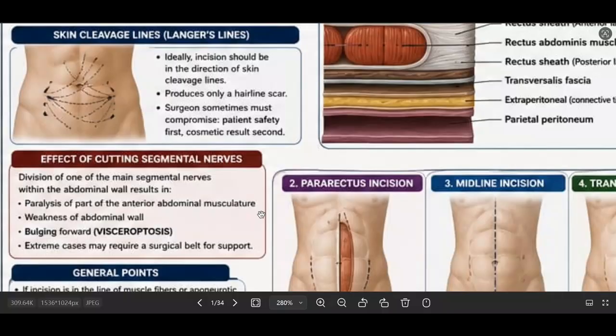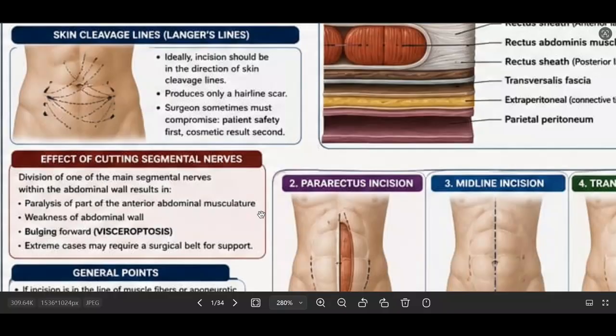Now our book specifically mentions this term, and visceroptosis means that the weak abdominal wall allows abdominal contents to protrude or sag forward because muscular support is lost. That is actually very severe, and even in extreme cases it may require a surgical support belt.